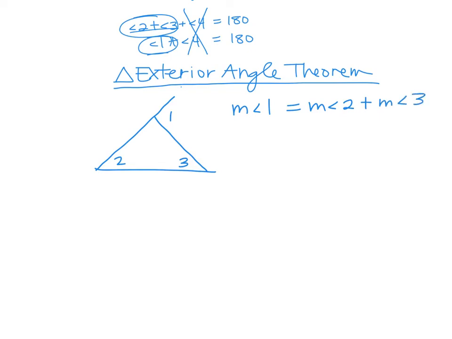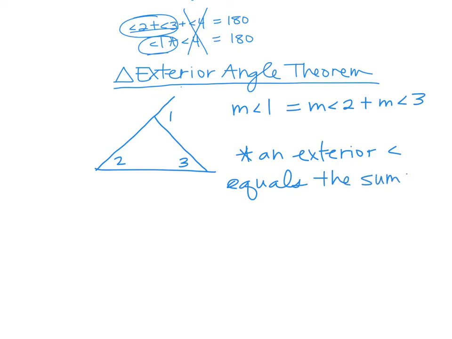Okay, so an exterior angle equals the sum of the two remote interior angles. Okay, an exterior angle equals the sum of the two remote interiors every time. And you are welcome to use that. It's really just a shortcut for you because you can always do it without that as well. And I'll show you what I mean by that right now.